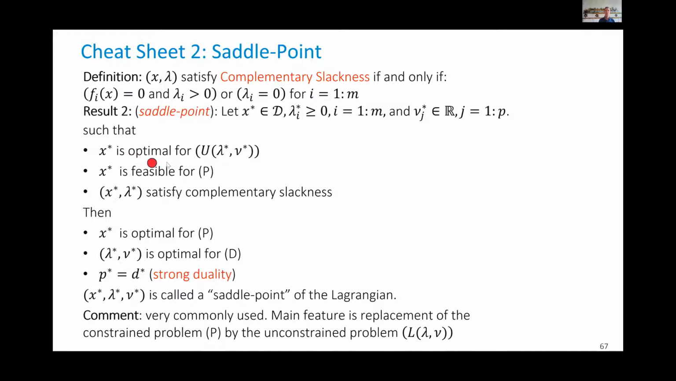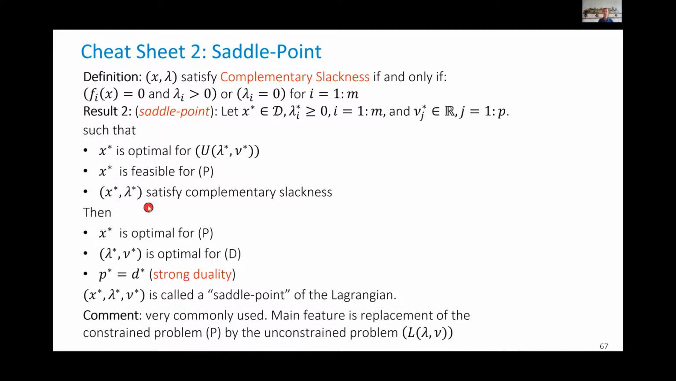And then I look for lambda and nu such that the resulting solution is feasible for the original problem. Feasible for the original problem means it satisfies the constraint that I dropped when I constructed the unconstrained problem. So the idea is very simple. I remove the constraint by hypothesizing some values of lambda and nu. I obtain some x, and then I compute the values of x and of lambda and nu such that the x that I have obtained satisfies the constraint. So that's very simple-minded. The magic thing is that it works.